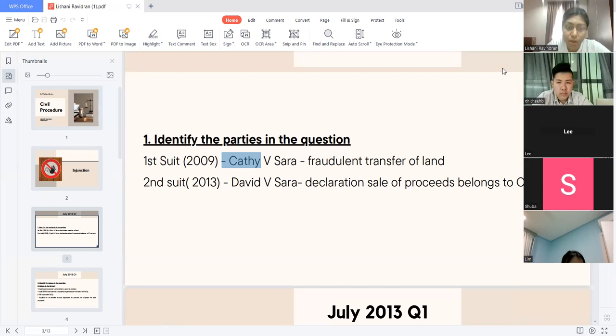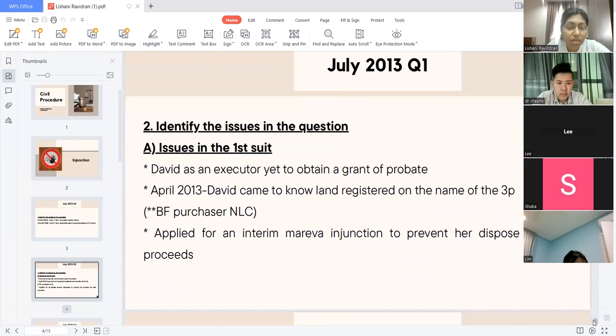So identify the issues. So what are the issues here? Because now I've already highlighted to you all. First one, David as an executor yet to obtain a grant of probate. Okay. You must understand, this is not the main issue, although they have put it in this question here.